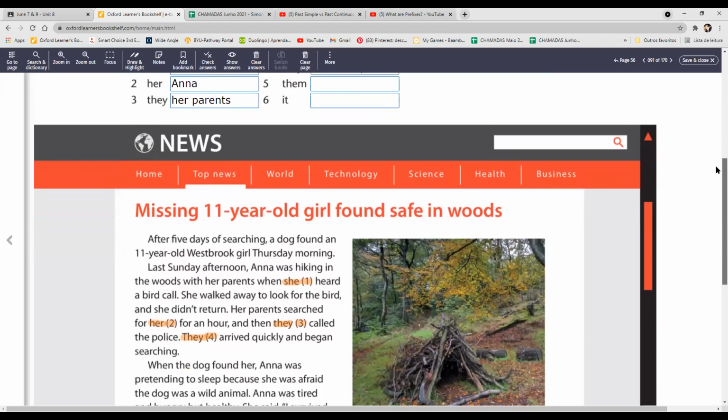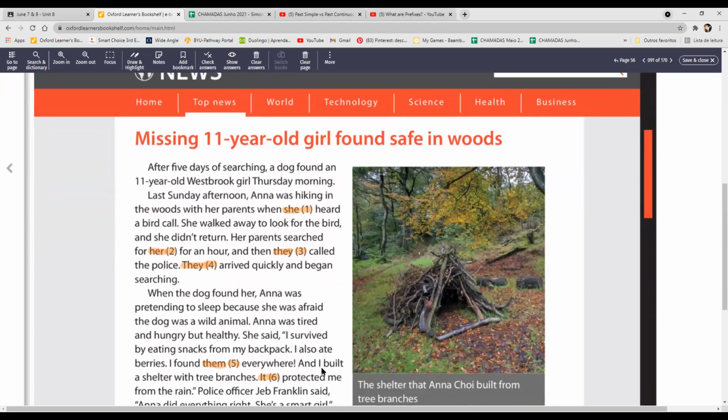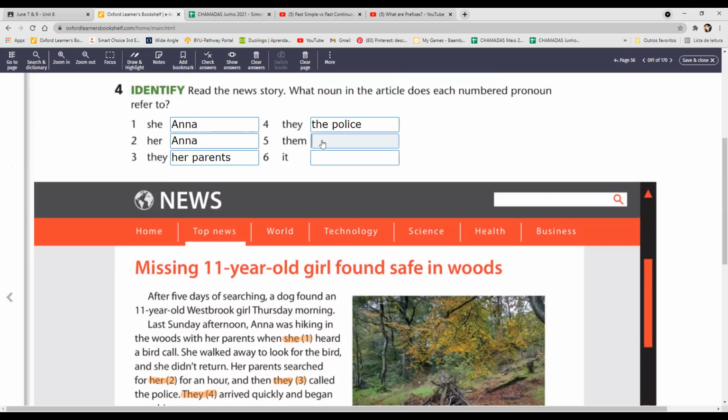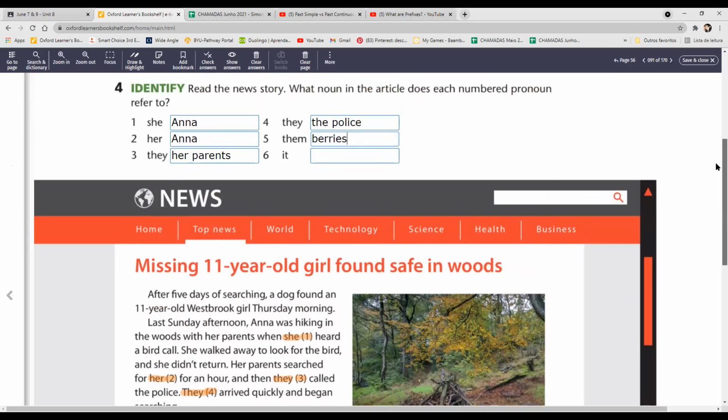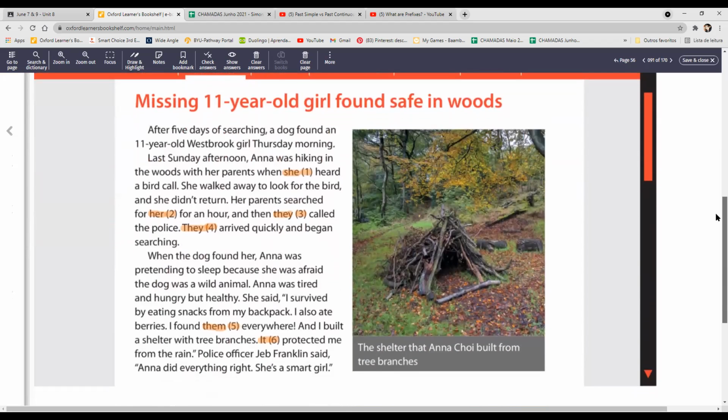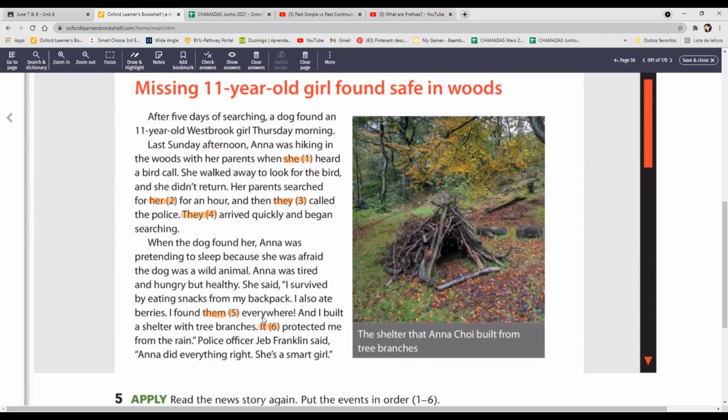Okay. And then finally, we have them. I found them everywhere. Berries. Yes. Excellent. Okay. And then, last but not least, it protected me from the rain. The shelter. Yes. Look how nice, guys.